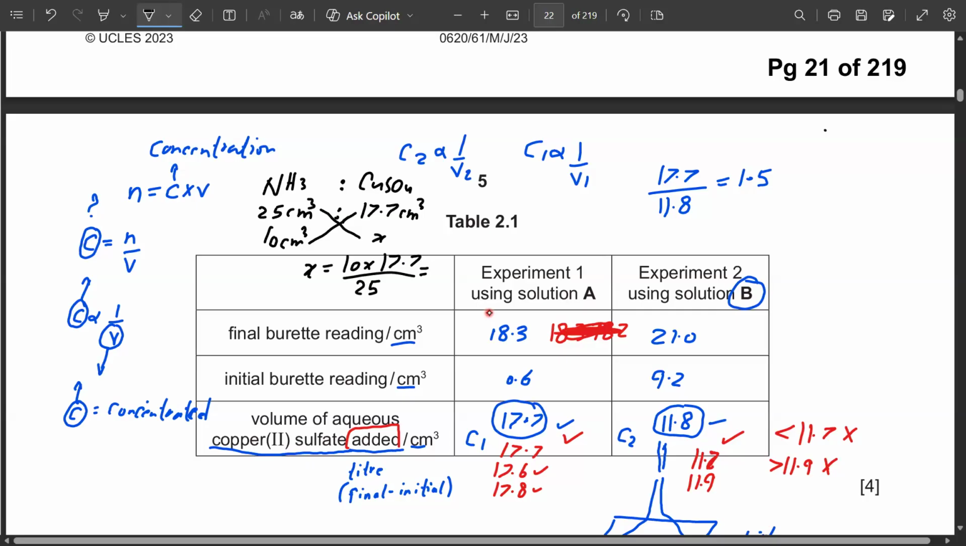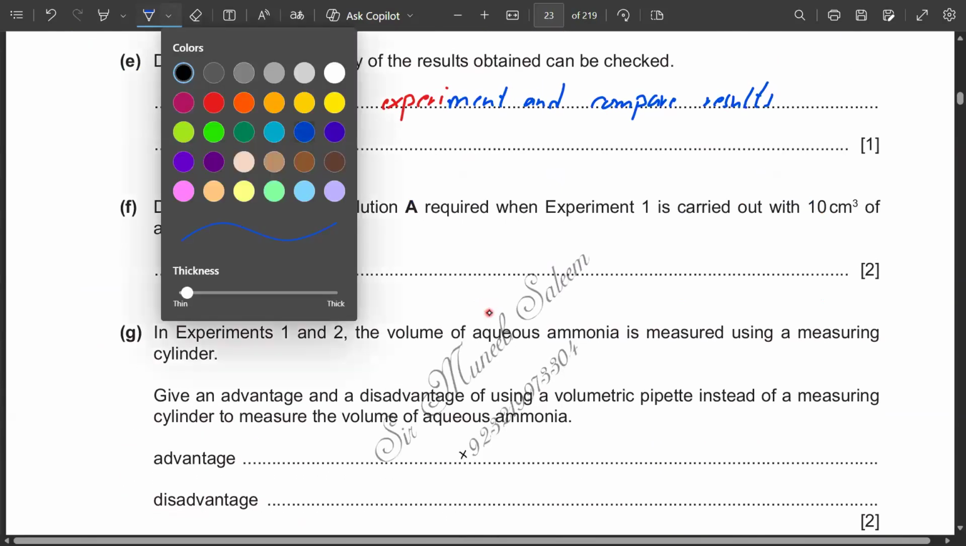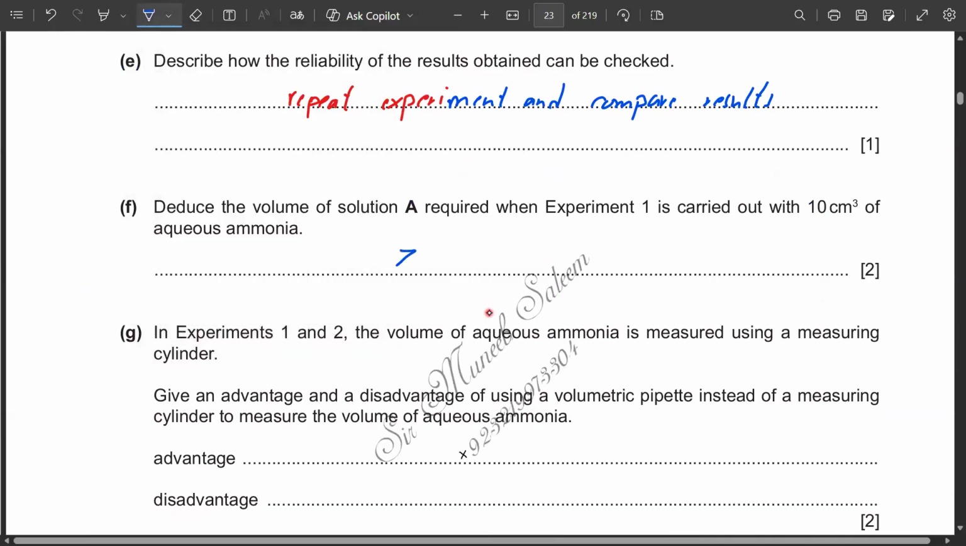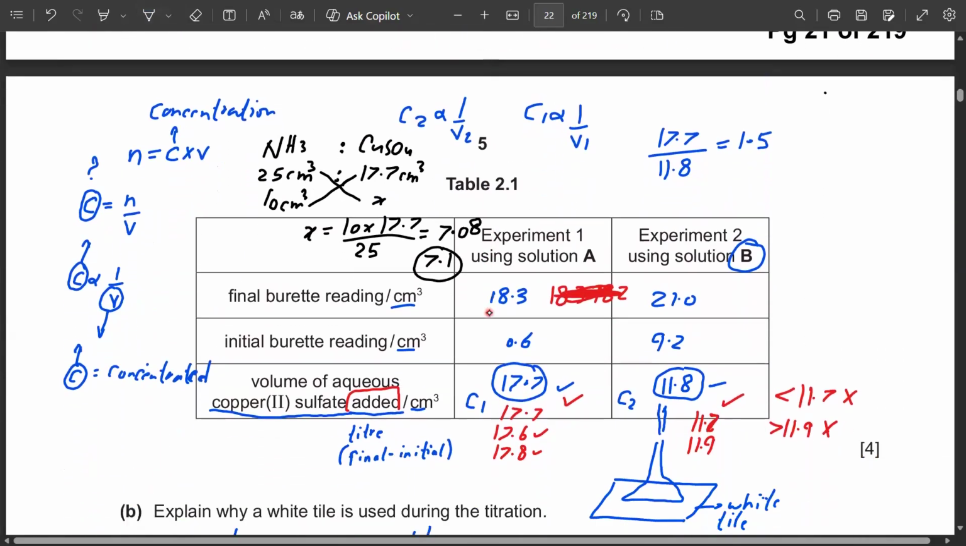So it is equivalent to 7.08, that can be rounded off to 7.1. So let's go back here. You can write 7.1 cm cube. Why are we using 7.1? Why not 7.08? Because in our table of volumes, we have been giving all the values to 1 decimal place. All of these values were to 1 decimal place. That's why we used the answer rounded off to 1 decimal place.